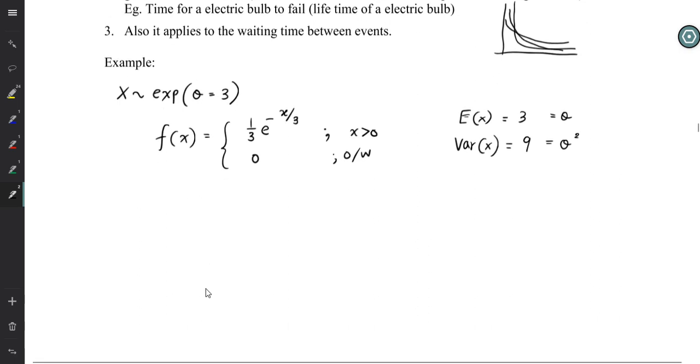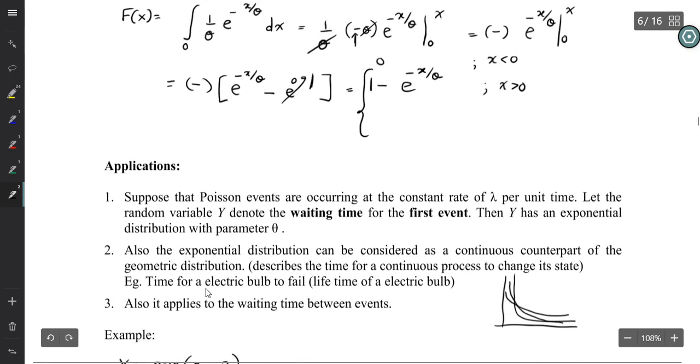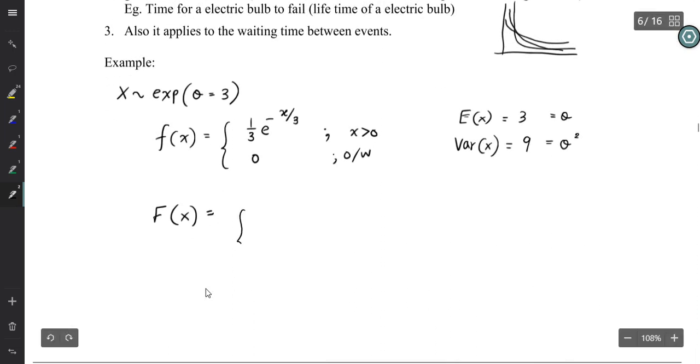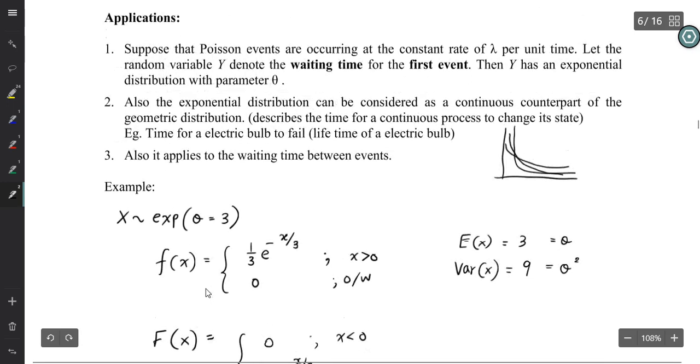Now let's try to find the CDF of this one. You already know the equation. Here's the CDF, 1 minus e to the negative x over theta. So that will be 0 when x is less than 0, and 1 minus e to the negative x over 3 otherwise. This is the CDF.